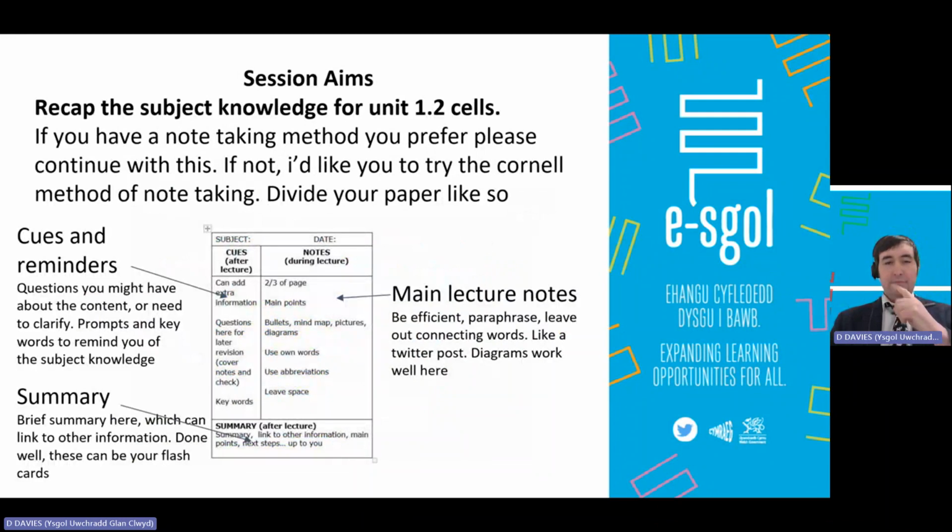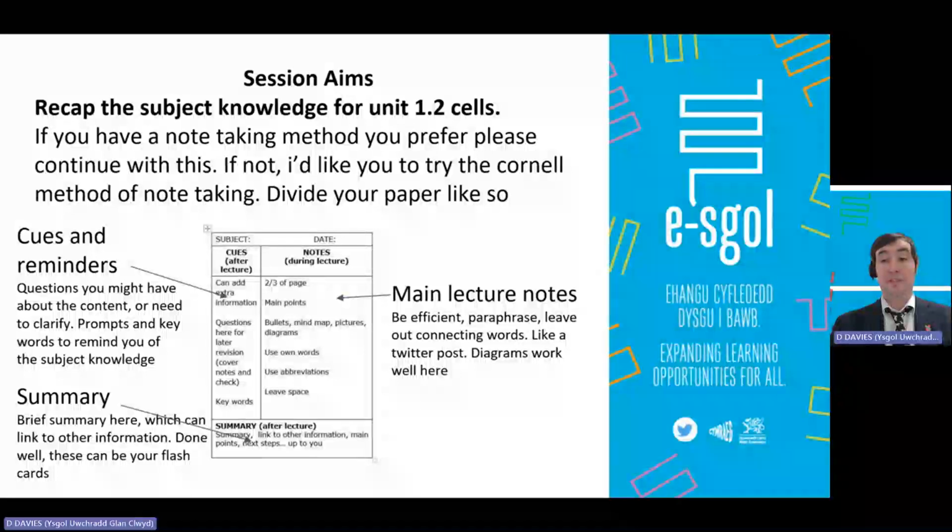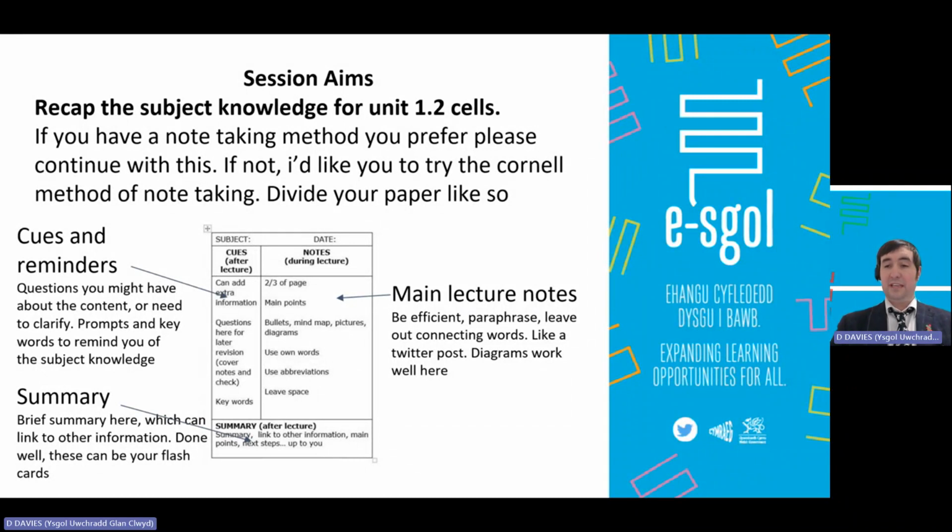So session aims for this presentation are a recap of the subject knowledge for Unit 1.2 cells. This is going to be a proper revision session, so you need a piece of paper to take notes with. If you have a preferred note-taking method, that's absolutely fine, but if not, I'd like to try and use this method, the Cornell method.